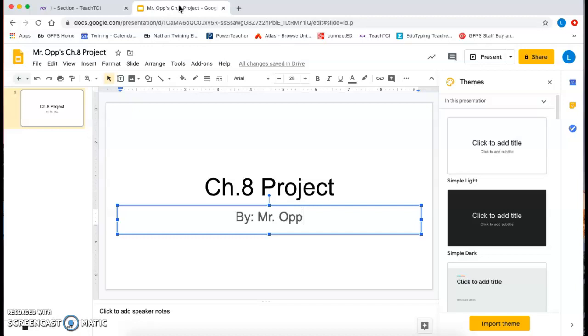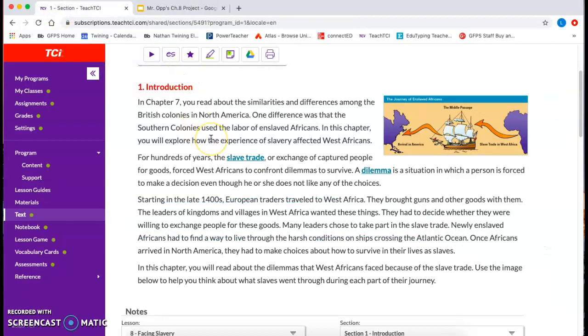Please don't just copy and paste. We shouldn't just go over to introduction and say, for hundreds of years, the slave trade or exchange of captured people for goods and services forced West Africans to confront dilemmas to survive. Okay, you shouldn't write that. Okay, put it into your own words. Make it fun, make it unique, make it yours. Let me know if you have any questions.